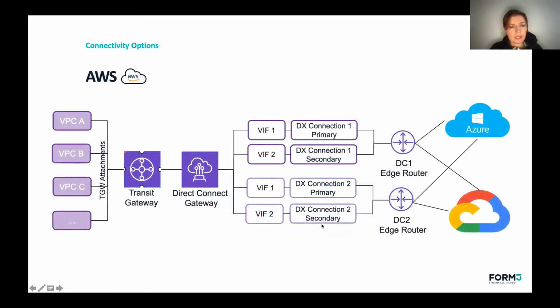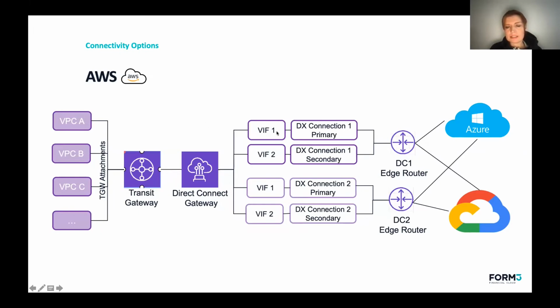How does it look in detail? We can take a look at each cloud because those configurations are slightly different. As I told you, we have redundant connections to each of the data centers. So we have connection 1 primary and secondary for DC1 and connection 2 primary and secondary for DC2.